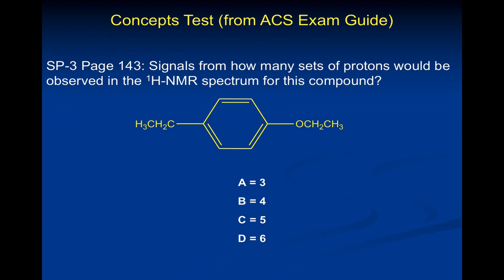How many sets of protons would be observed in the proton NMR spectrum for this compound? In other words, how many signals are you going to see?